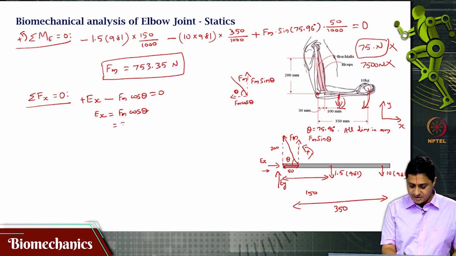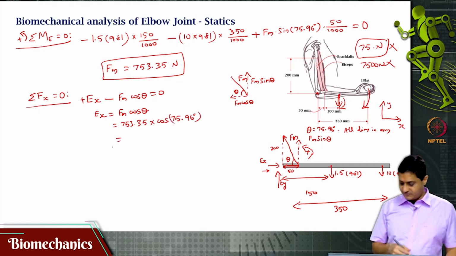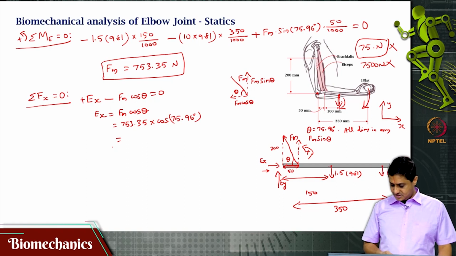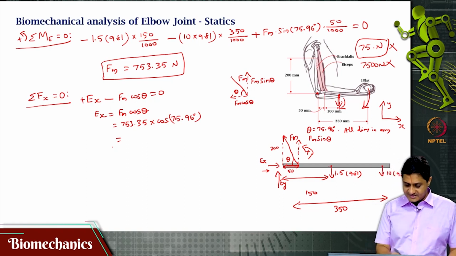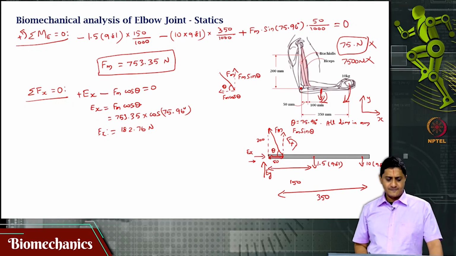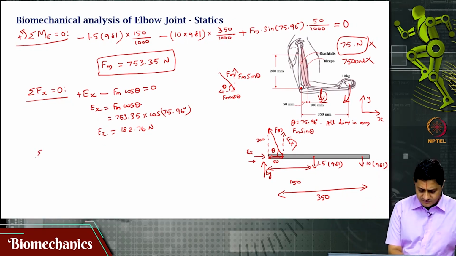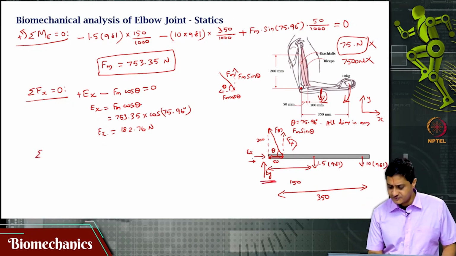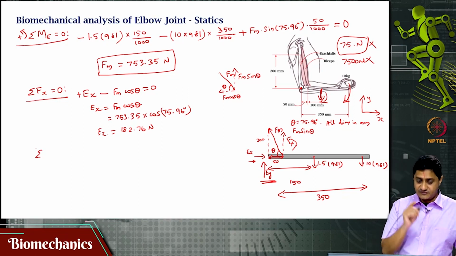Fm is 753.35, cos theta is 75.96 degrees. The whole thing, if I compute, I will get the answer as about 182.76 Newton. Okay. We are not done yet, because we still have to find the other reaction force, which is Ey, the reaction force at the elbow.